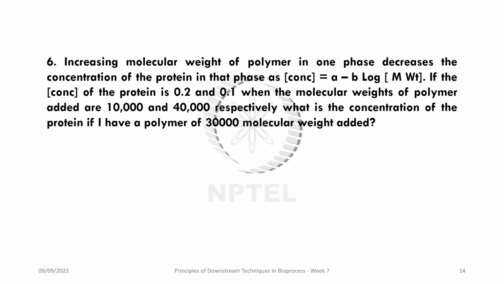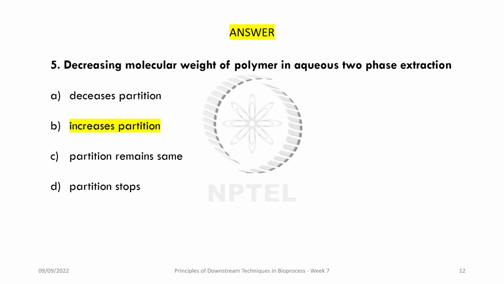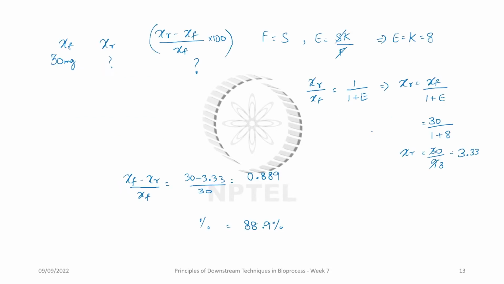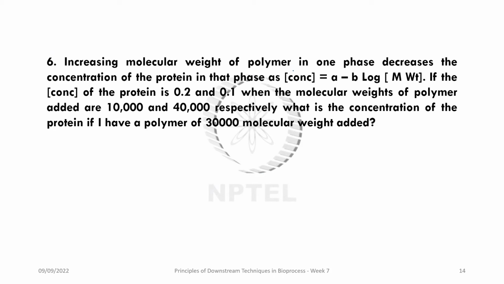Question 6. So we are back to this week's questions. Increasing molecular weight of a polymer in one phase decreases the concentration of the protein in that phase. So we just solved that question, right? Decreasing molecular weight increases partition. Increasing molecular weight decreases partition, right? Here, concentration is equal to A minus B log molecular weight. If the concentration of the protein is 0.2 and 0.1, when the molecular weights of polymer added are 10,000 and 40,000 respectively, what is the concentration of the protein if I have a polymer of 30,000 molecular weight?